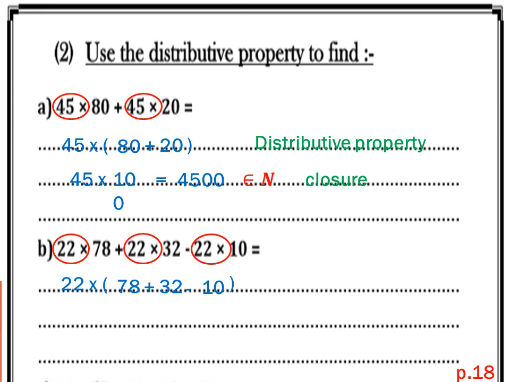Close the bracket. Now, have we finished? No, we have to write the name of the property, which is distributive property. And now 22 multiply. Calculate the bracket on your calculator. 78 plus 32 minus 10. It will be 100. So 22 times 100 equals 2200, which belongs to N, closure property.